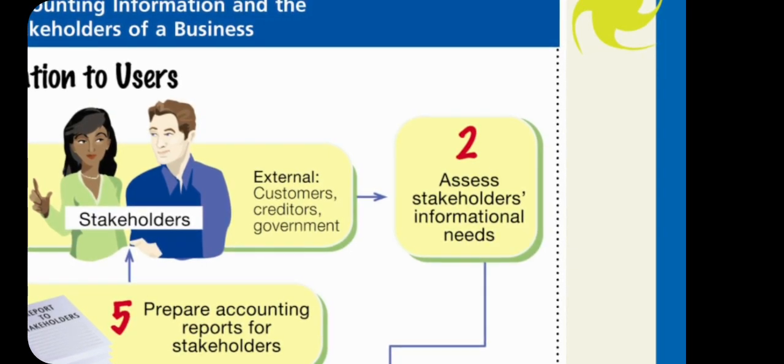So the first one is external users. Remember, external users are people outside a business. Customer, for example. A customer is also a user of accounting information, particularly if the customer wants to purchase an expensive item. Let's make an example. Let's say one person, one day, wants to buy a car, a very expensive $50,000 car. He is a customer. The good thing to do is, before he buys the car, he has to see the financial statement of the company that produces the car.